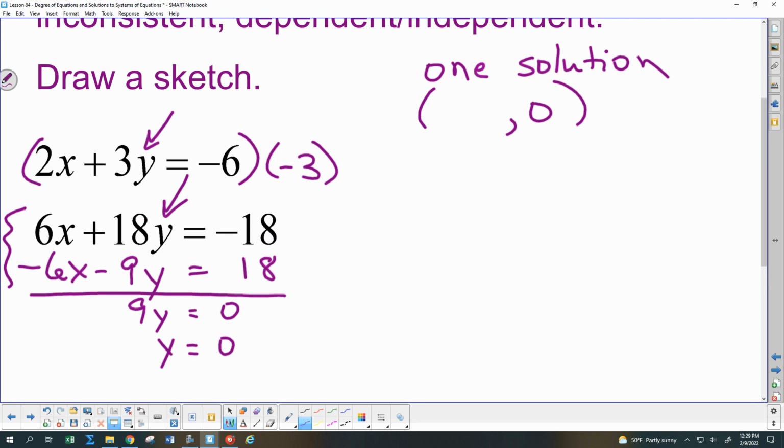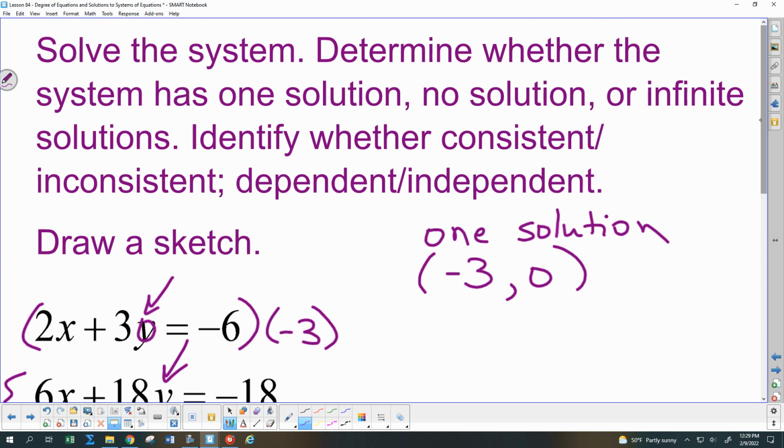Leah, you have an idea for x? -3, thumbs up, thumbs down. So if we do plug the 0 in right here, we have 2x has to be -6. So x would indeed be -3. So here is our solution. So out of our list of directions, so far we have solved the system, and we've classified it by how many solutions it has. Okay, if it does have a solution, is it consistent or inconsistent? So we write down that it is consistent. And we've done that classification.